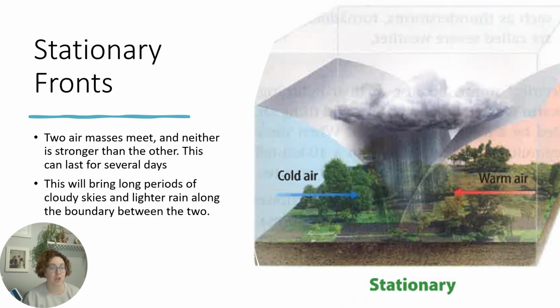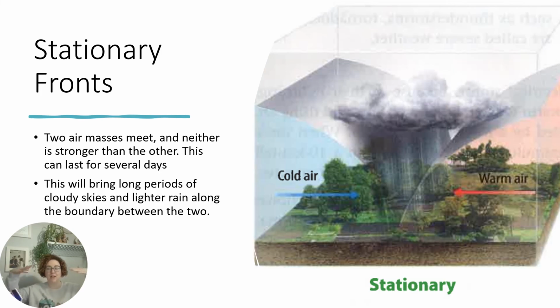Stationary fronts. It is literally what it sounds like. This is where two air masses meet and neither is stronger than the other. So it's kind of like just butting heads the whole time. This can last for several days. This is like the week-long gross sort of weather in the summer. I like thinking about all of this in the summertime rather than the winter just because in my brain, it works. But anyway, this will bring a long period of cloudy skies and light rain along the boundary.